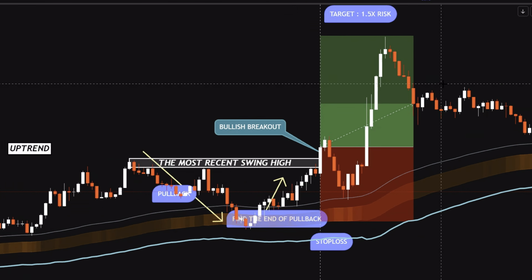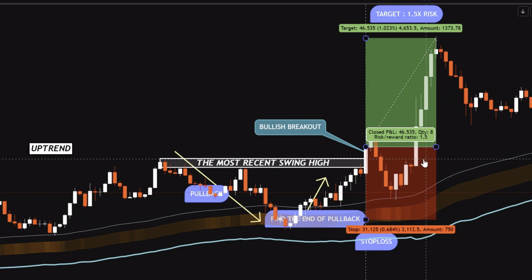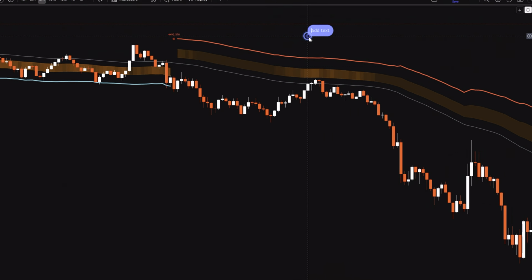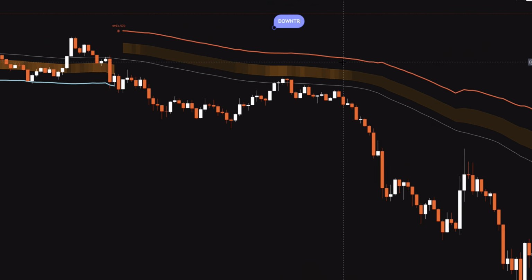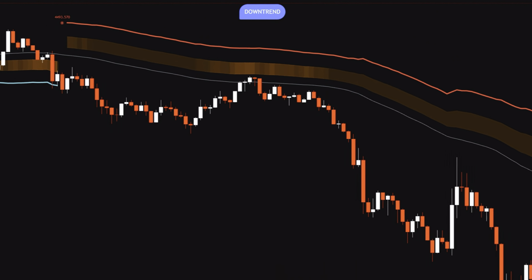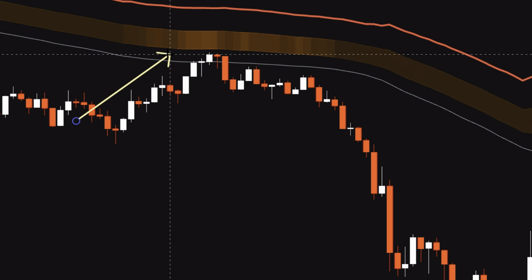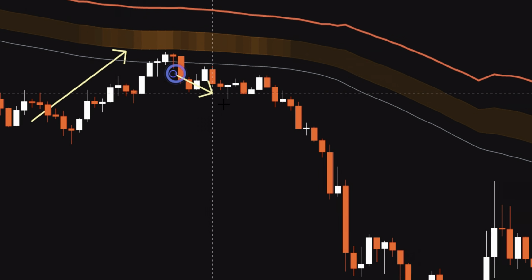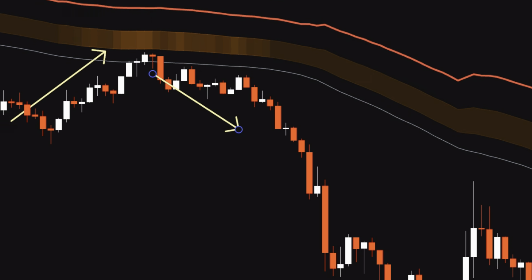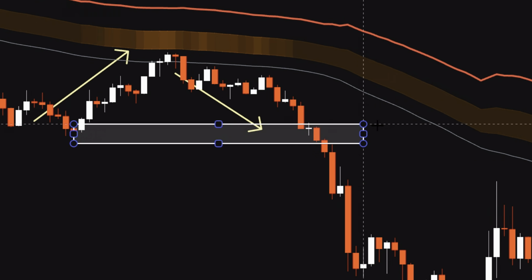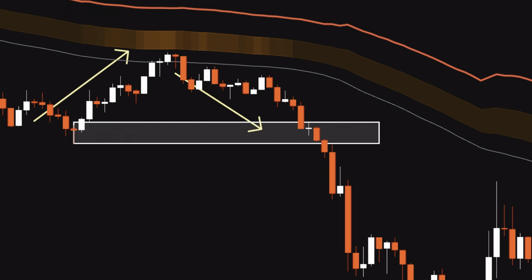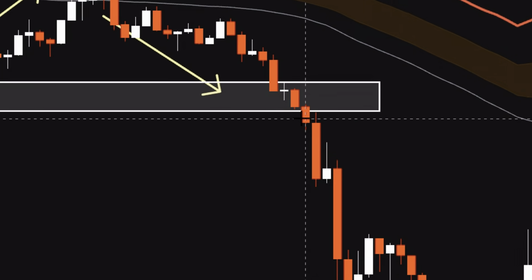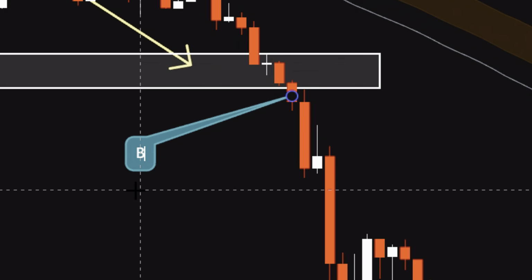Now let me show you another example so you can understand the strategy much better. Here, the trend is down because the price action is below the ATR Fibonacci trend indicator, so we look for a pullback to the ATR Fibonacci indicator line. The price pulls back up to the ATR Fibonacci ribbon, and then we need to find the end of this pullback. For that, mark the most recent swing low, just like here on the screen, and wait for price to break below the recent support of the market.